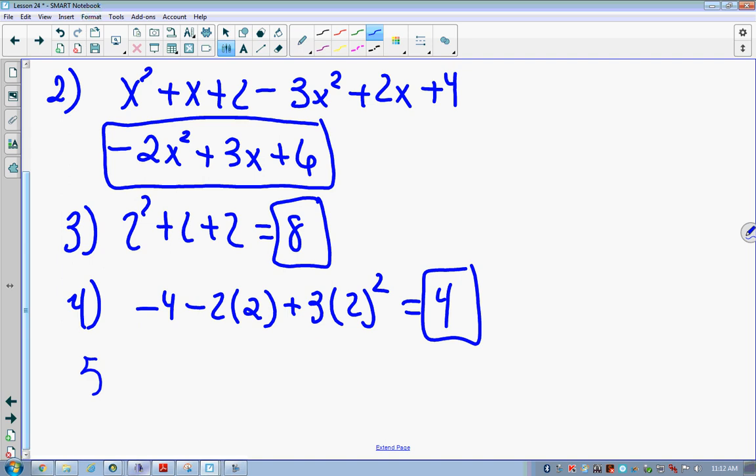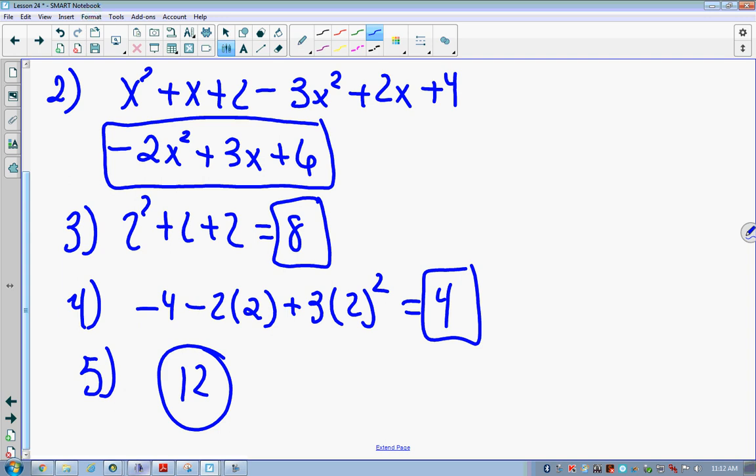Finally, the fifth part wants to know what f plus g of 2 is. Well, if f of 2 is 8 and g of 2 is 4, that's already been done, and it wants me to add those together. It's 8 plus 4. Okay?